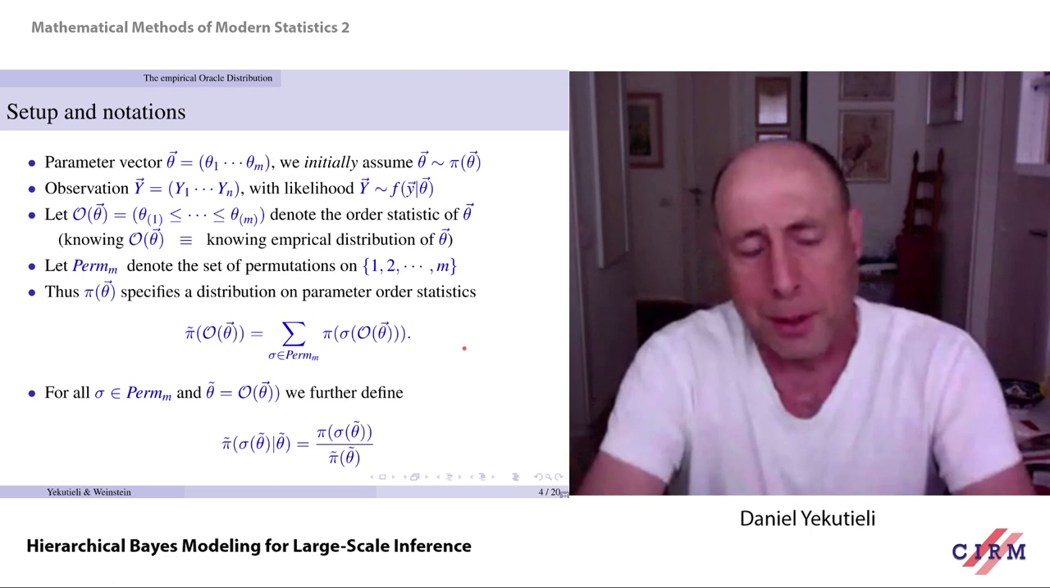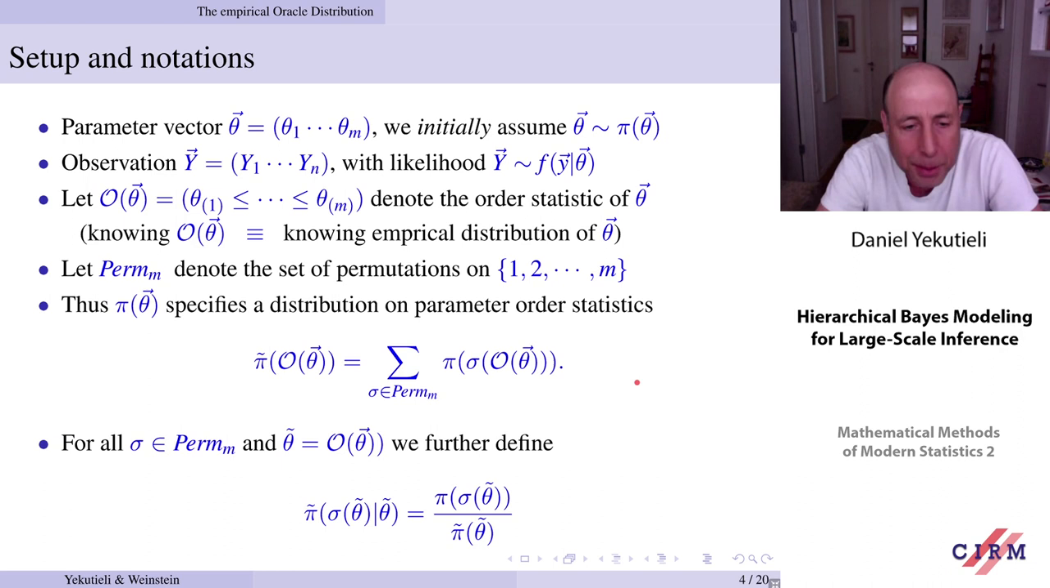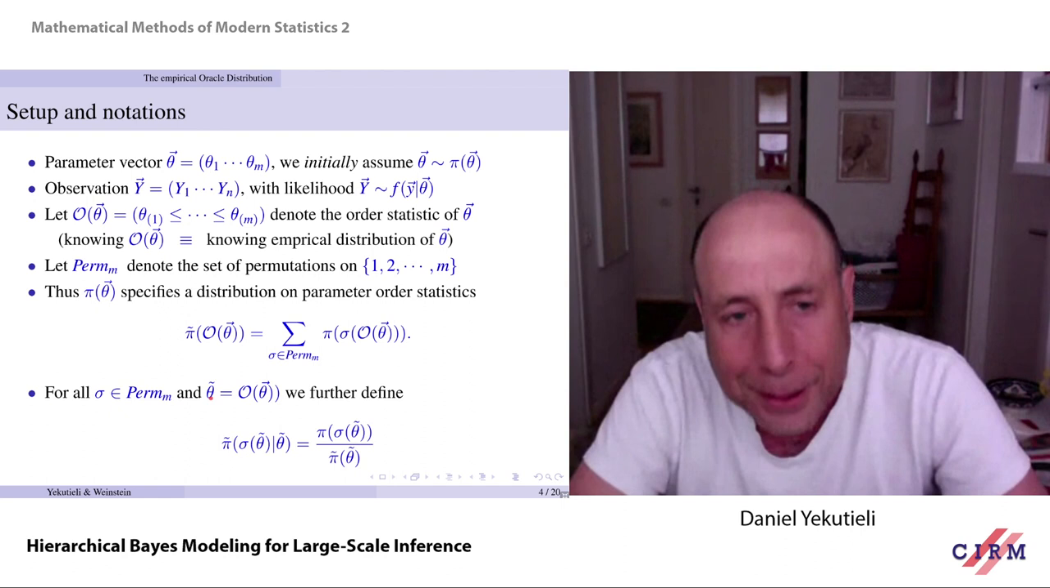Okay. And then moving on, we denote by perm of M the set of all permutations on M ordered elements. And thus, once we have pi of theta, it specifies the distribution of the parameter order statistics. So if pi is the prior distribution, then we use pi tilde to denote the prior distribution of these order statistics, okay? And if we denote the actual value of the order statistic by theta tilde. So theta vector, in this talk, would be just the set of parameter values. Theta tilde would be the set of ordered parameter values.